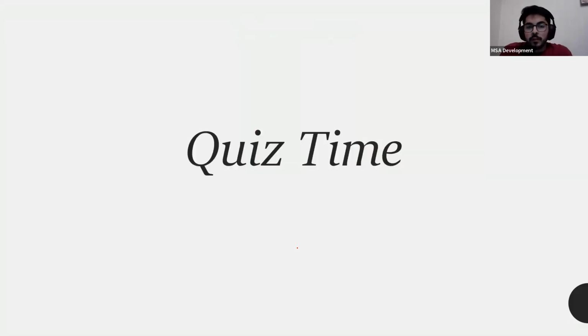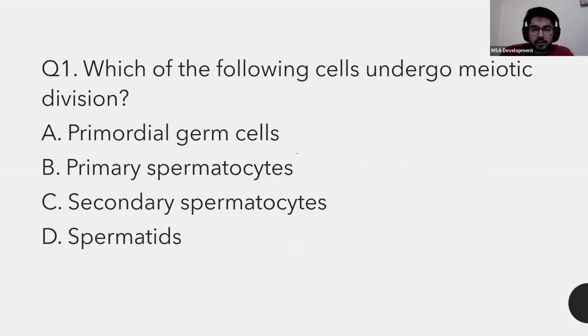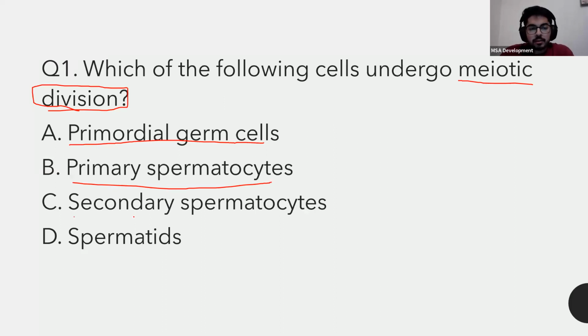That's it for these two lectures. I have a couple of questions for you to answer before we end the session. Question 1 says, which of the following cells undergo meiotic division? Primordial germ cells, primary spermatocytes, secondary spermatocytes, or spermatids? Feel free to pause this video and answer this question as slow as you want.